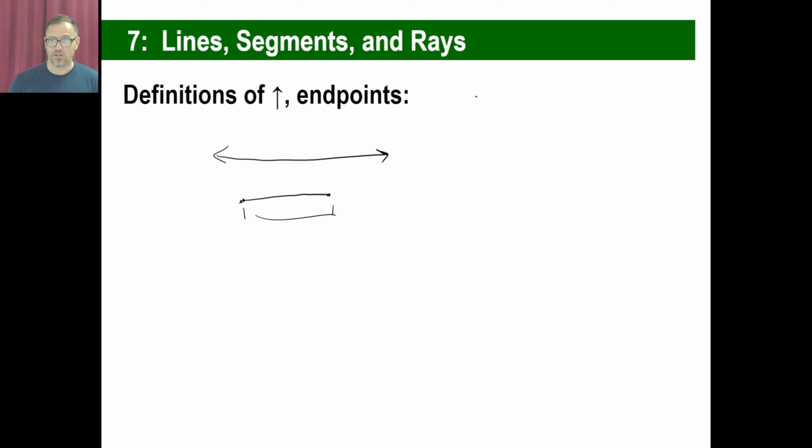A ray looks like this. It's like between a segment and a line. It has an endpoint, but it goes on infinitely far in one direction. And we'll talk more about naming those and all that kind of jazz later on.